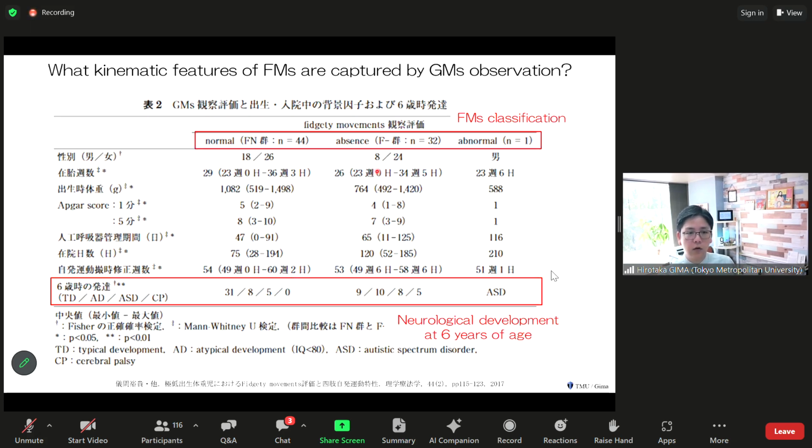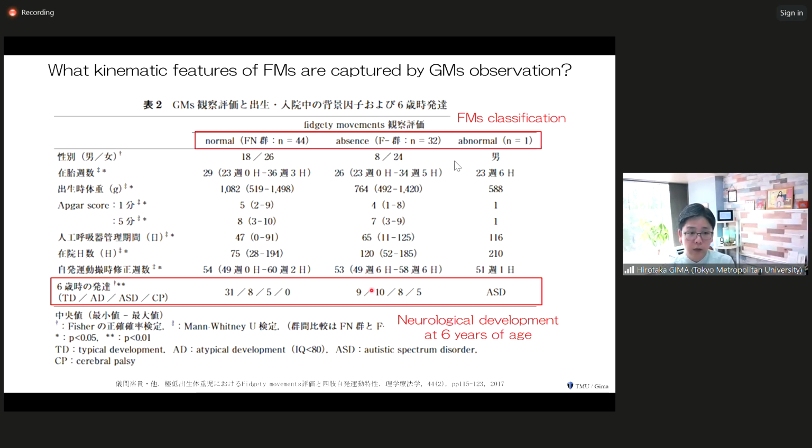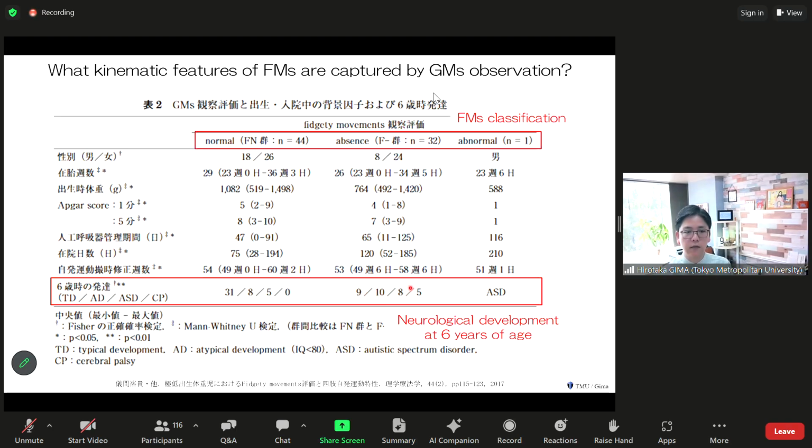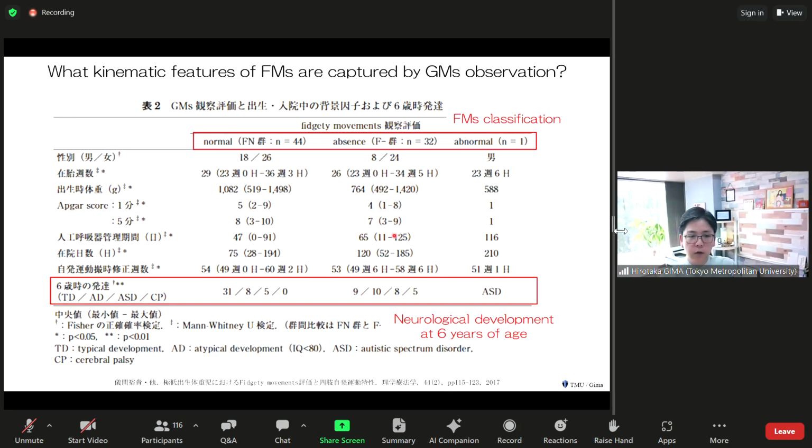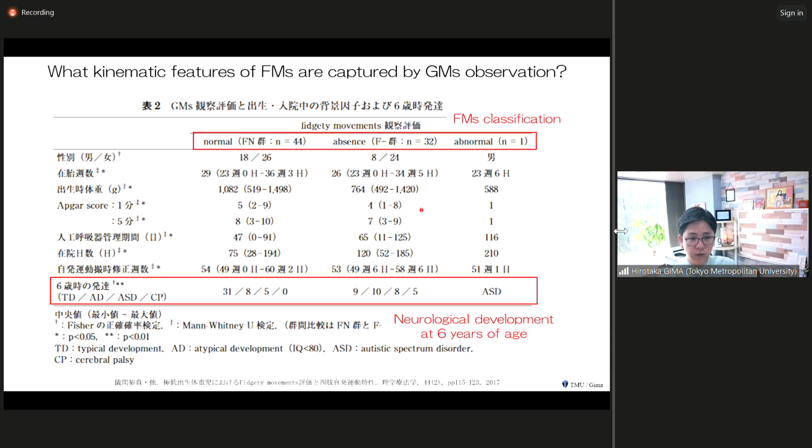On the other hand, of the 32 infants classified as absence of fidgety movements, 9 had typical development, 10 had atypical development, 8 had ASD, and 5 had cerebral palsy. Furthermore, the later development of an infant classified as abnormal fidgety movements was ASD. Our data also showed that abnormalities of fidgety movements are related with neurological impairments.